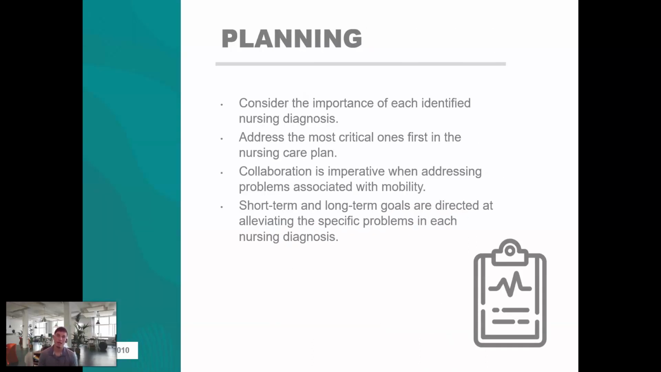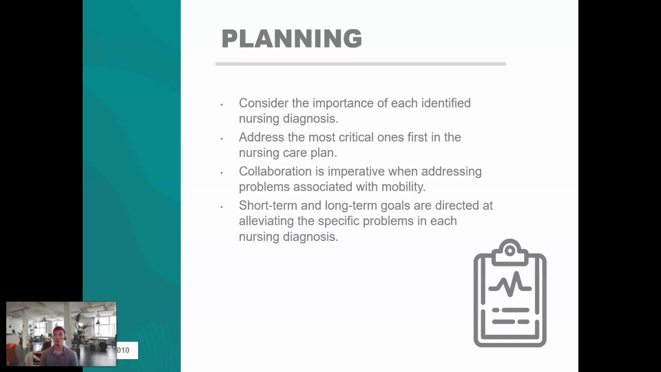planning. So we're going through our ADPIE process, assessment, diagnosis, etc. Now we're on to planning. So we can consider the importance of each of these identified diagnoses. They all have to be tackled. We've got potential psychosocial effects, we have a nervous system issue, and we have an actual musculoskeletal system issue. We have to tackle and treat those differently, and they're all important.